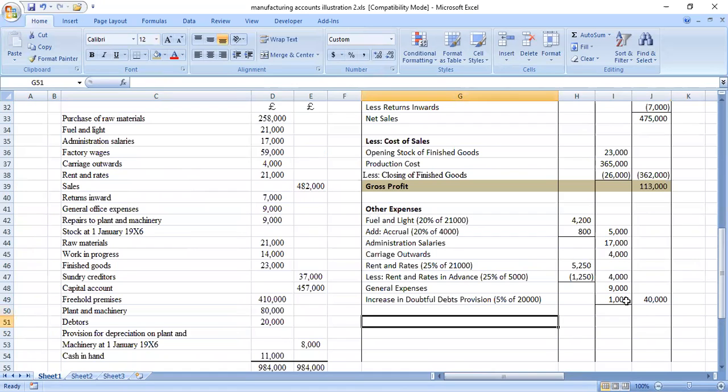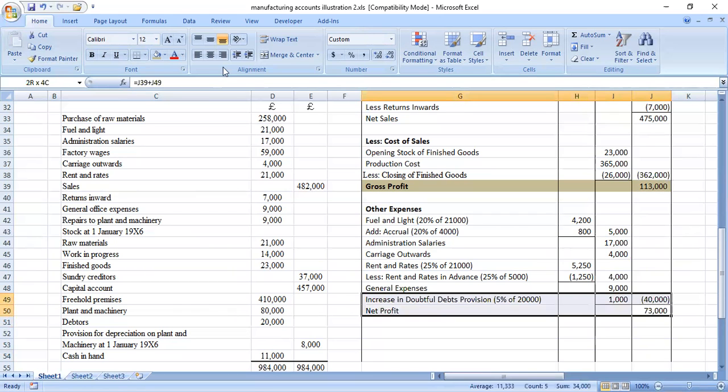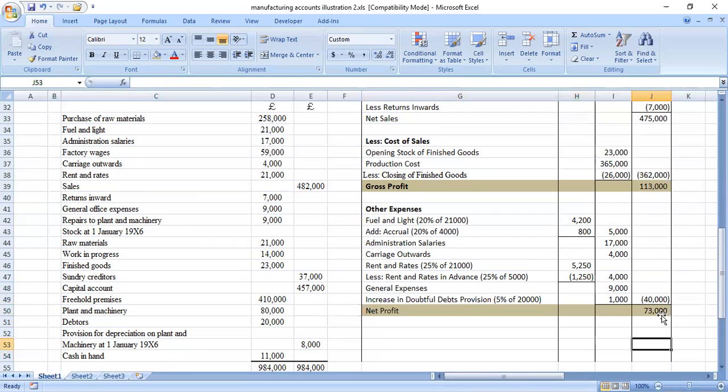So we deduct the other expenses from the gross profit to give us the what? The net profit. So the net profit is equal to 113 minus 40,000. We put this in brackets. So the net profit is equal to the gross profit, that is 113,000, minus the other expenses, which is equal to 40,000. So the net profit is now equal to the, what? 73,000.